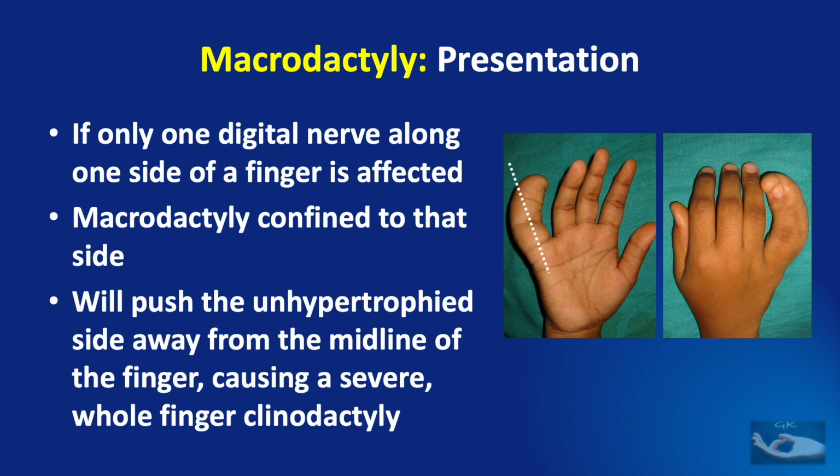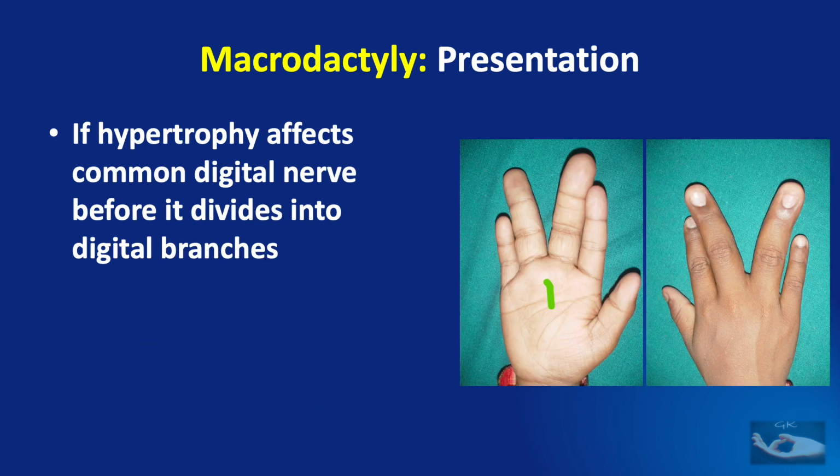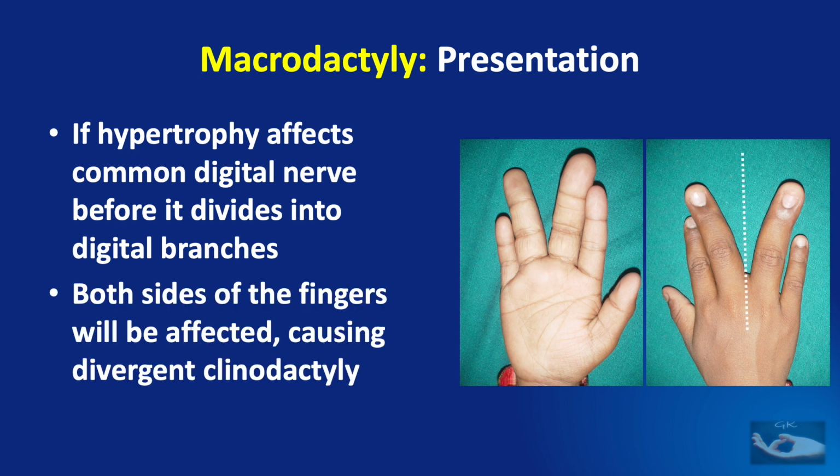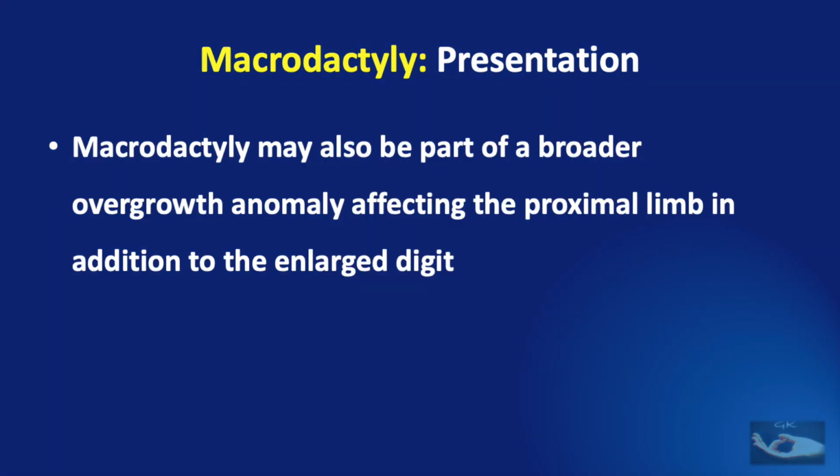This will push the unhypertrophied side away from the midline of the finger, causing a severe whole finger clinodactyly or lateral deviation. If hypertrophy affects the common digital nerve before it divides into the digital branches, the contiguous sides of the two fingers will be hypertrophic and consequently it will cause a divergent clinodactyly.